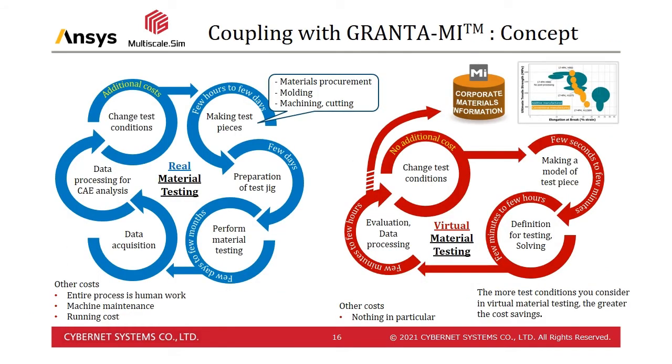Next, I'd like to talk about the collaboration with GrantMI before showing the specific analysis example. Let me introduce the benefits we can gain from the collaboration with GrantMI. Any information obtained from material testing can be managed centrally by GrantMI. Now, we have two choices on how to obtain the material data. In other words, real material testing and virtual material testing. So, let's first consider the differences between these two testing approaches, looking at the cost.